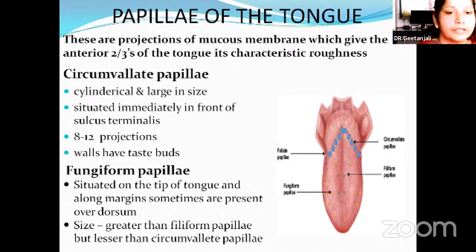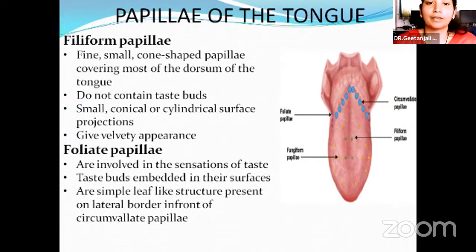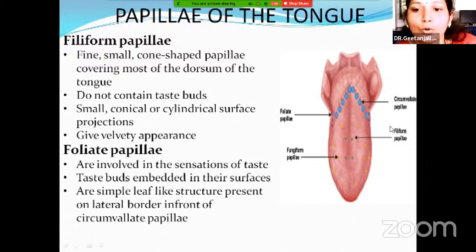Then come to the next, that is filiform papilla. Filiform papillae are fine, small, cone-shaped papillae covering most of the dorsum of the tongue. See here in the figure, this is filiform papilla, and these are also called cone papillae because they are cone-shaped. They do not contain taste buds. These are small conical or cylindrical surface projections and they give a velvety appearance to the tongue.